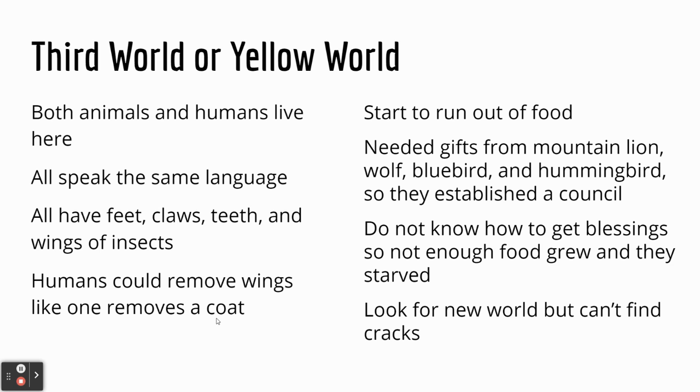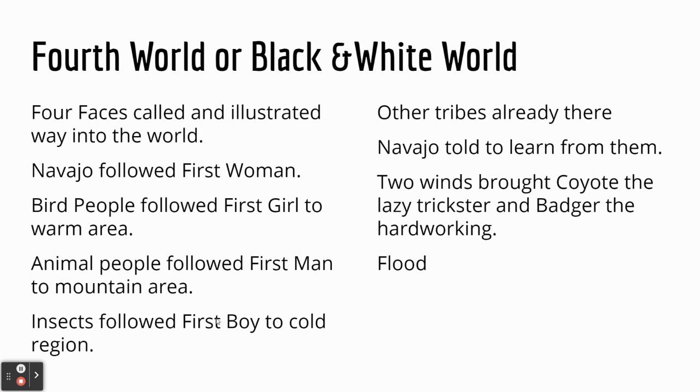In all of the previous worlds, they've been able to find cracks. Locust has been able to lead them through. They finally see 4 faces who call, and they illustrate how to get into the world. And the 4 faces, you'll notice, are first woman, first girl, first man, and first boy. The Navajo followed first woman. The bird people followed first girl. The animal people followed first man, and the insects followed first boy.